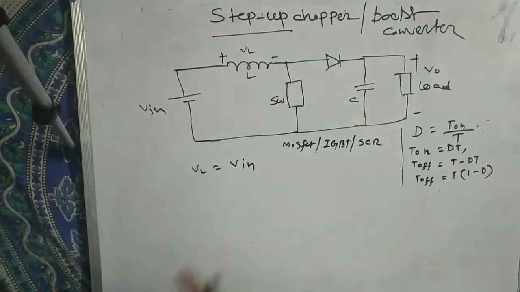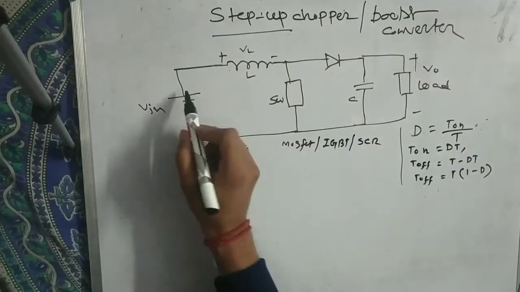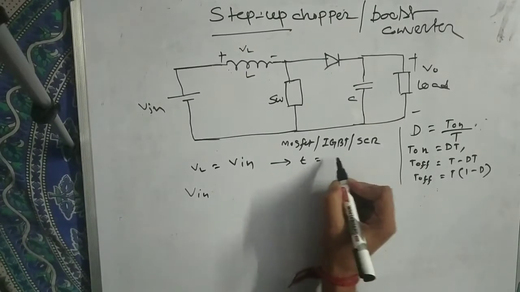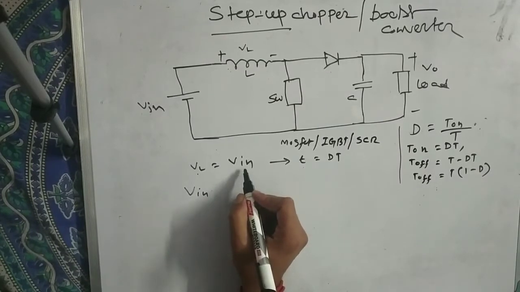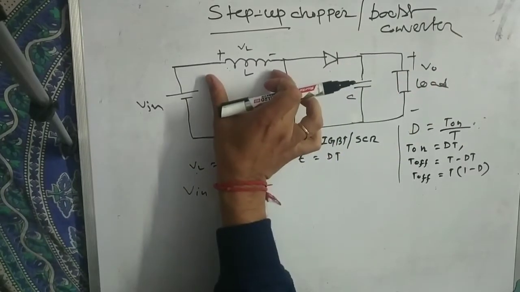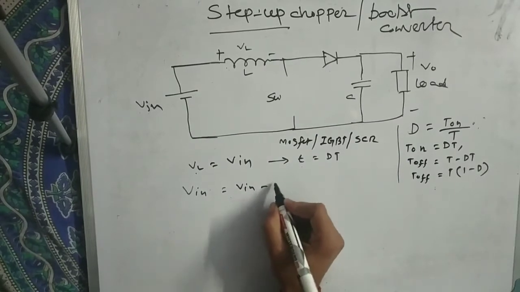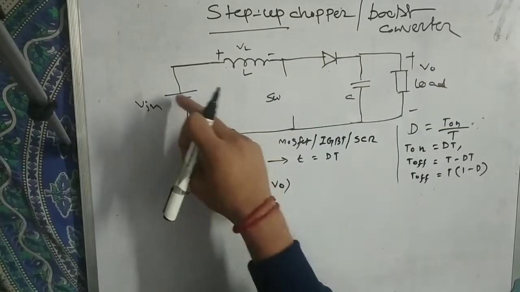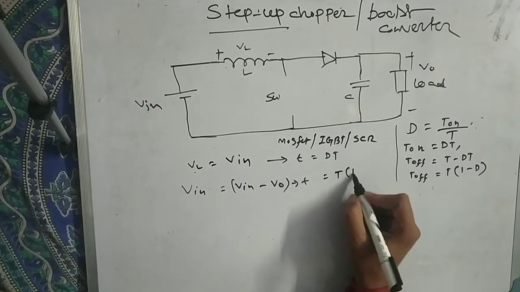Now when the switch is off, we will use KVL to find the inductor voltage. For time DT, the inductor voltage equals the input voltage. When the switch is off, this is open circuited, so the inductor voltage will be equal to Vin minus V0. From KVL, this voltage equals Vin minus V0. This is for time T into 1 minus D.